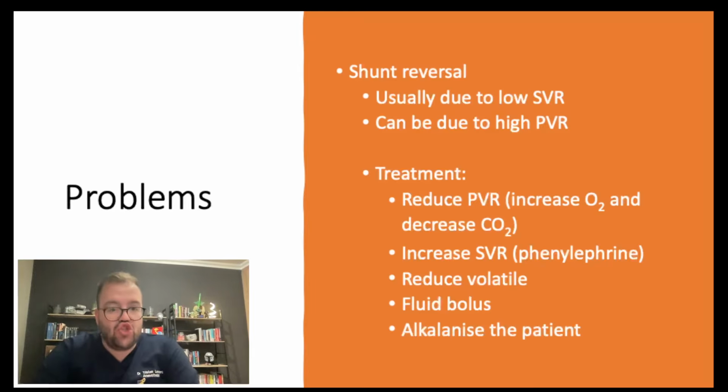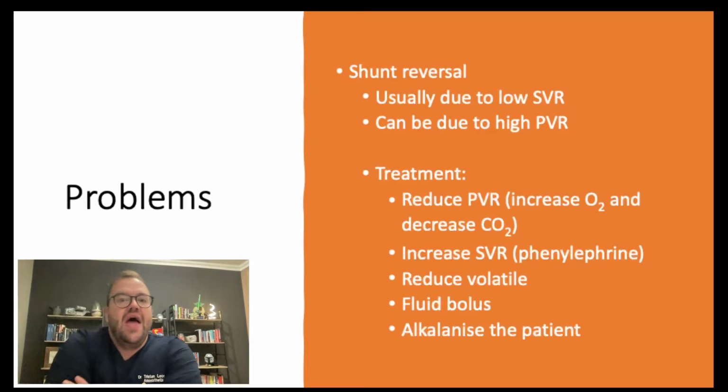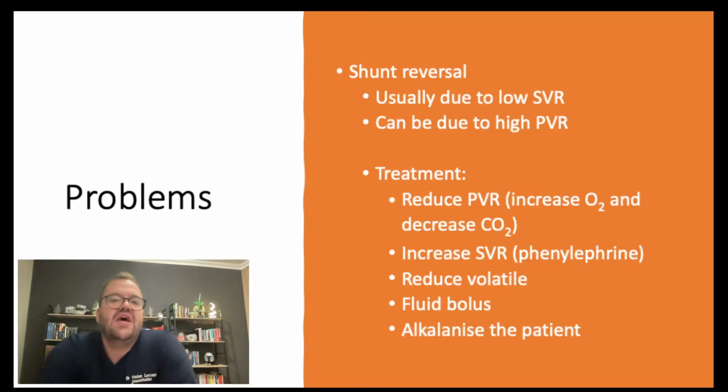Okay, so as I've said to you before, guys, what are the problems that one can encounter in cath lab and in these cases? Initially, most commonly is shunt reversal, as I've said. And this is usually most commonly due to a drop in SVR and an increase in PVR. So what happens here is that they become hypotensive, so their SVR drops, their blood pressure drops from the anesthetic, and/or the PVR increases because they have a bronchospasm, a laryngospasm, or something like that.